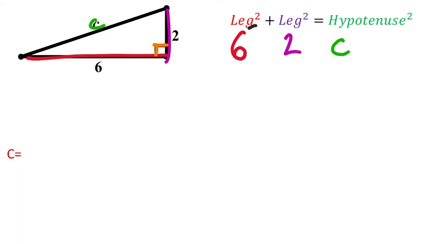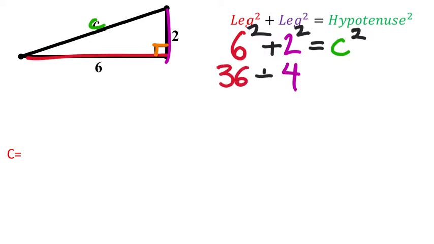But if I took the two legs and squared them, then added them together, I would get the same as the hypotenuse to the power of 2. So let's go and evaluate these. 6 to the power of 2 is 36. 2 to the power of 2 is 4. When I add these together, I'll have the hypotenuse to the power of 2 as well. So let's go and add these together. 36 plus 4, that's 40.